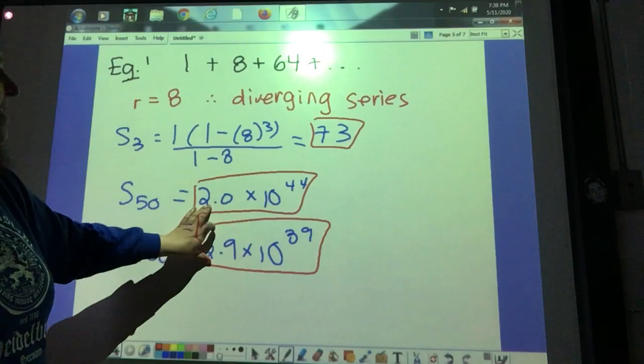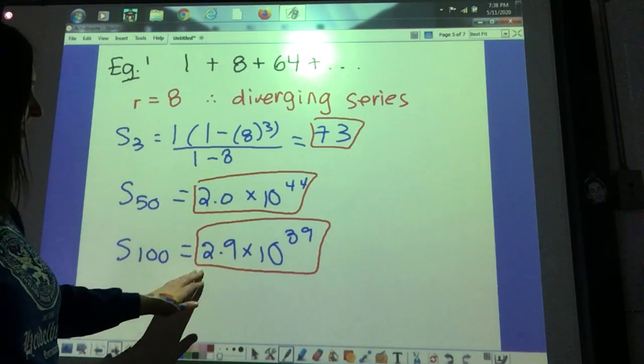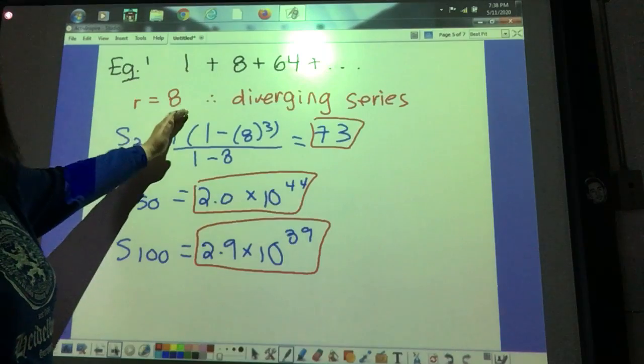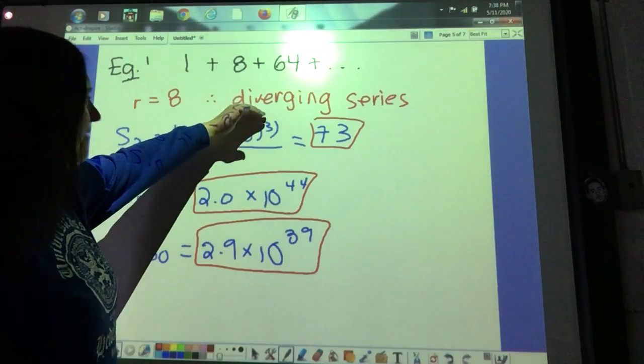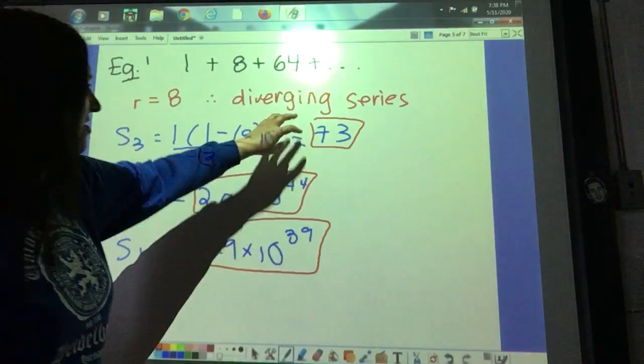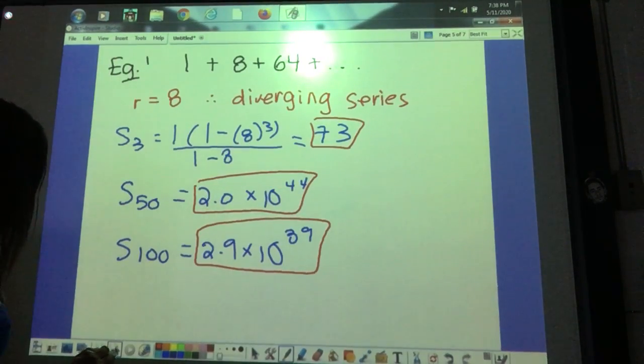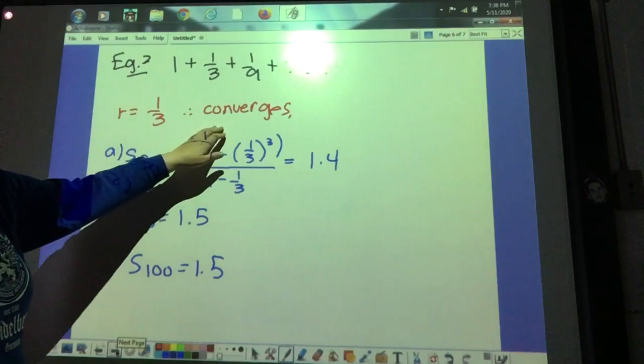Where did I get these numbers? I just used the same formula we did yesterday. So just trust me, or not, you can check it out on your own. The point is, when you have a diverging series, when the R value is bigger than 1, the numbers get big really fast. The sums just get bigger and bigger and bigger. But for our final topic, we want to focus on the other one, the converging series.